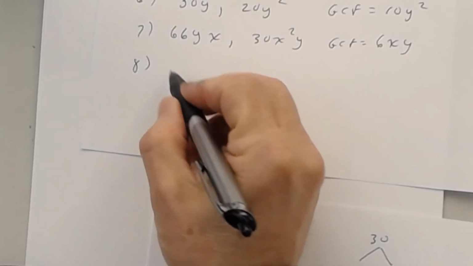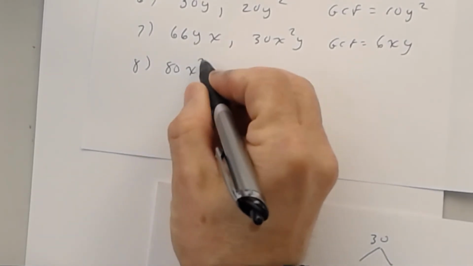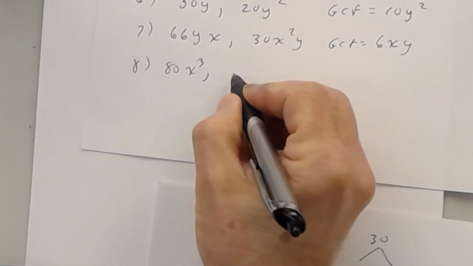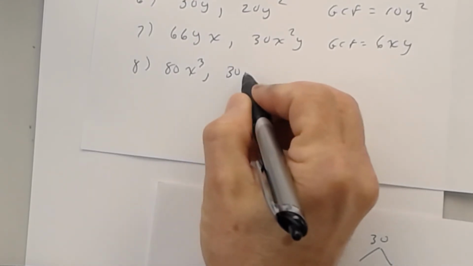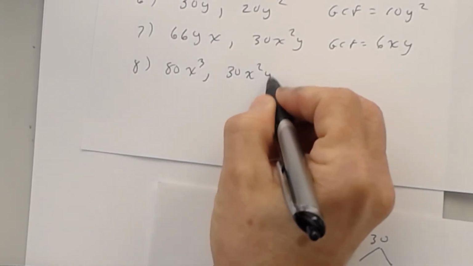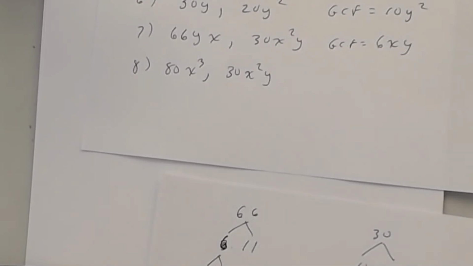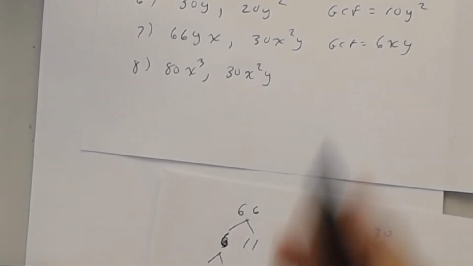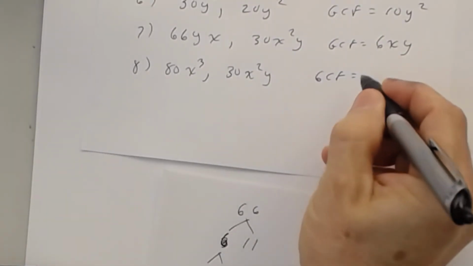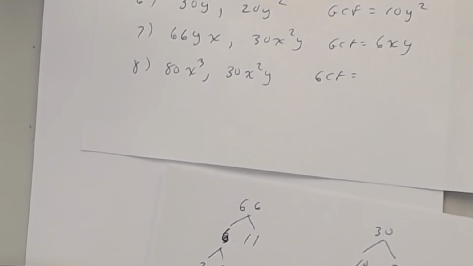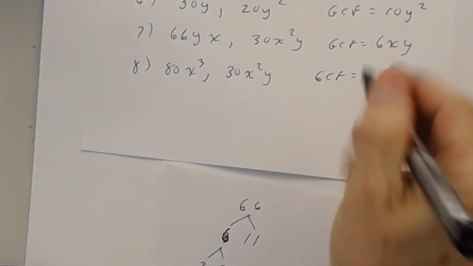All right, number 8. What if I had 80x cubed, and then the other term is 30x squared y? What do you think the GCF is? Let's start with 80 and 30. What is it? 5. No. 10. 10, right? Okay.